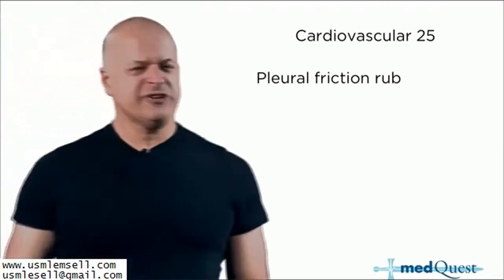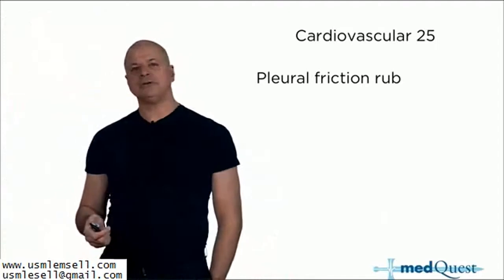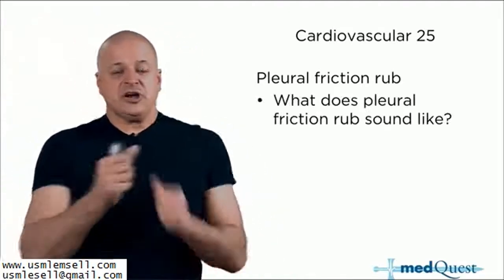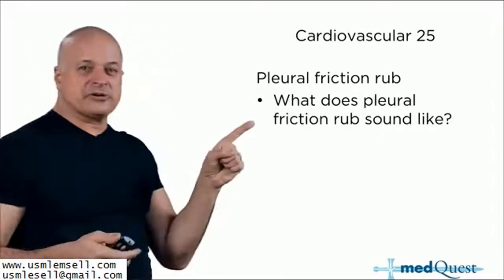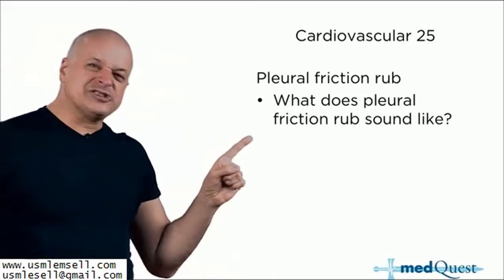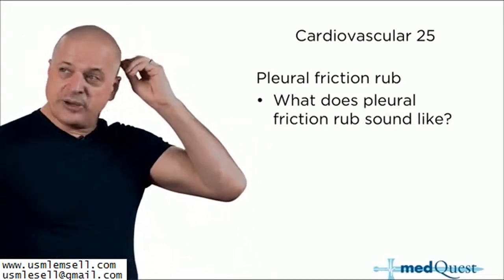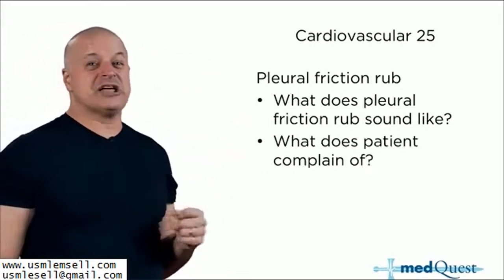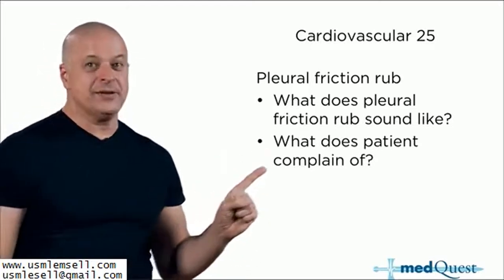Now, it's a friction rub. Pleural friction rubs and pericardial friction rubs are the two kinds of friction rubs we have. They're leathery, Velcro-y sounding. It sounds like Velcro. It sounds like a leathery, scratchy sound, and the patient has pain.